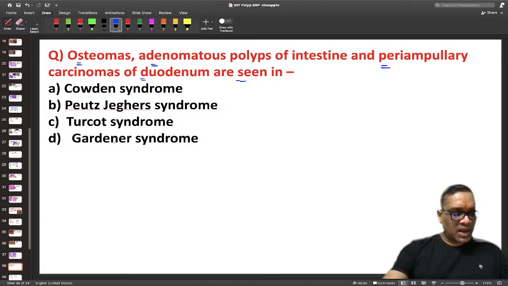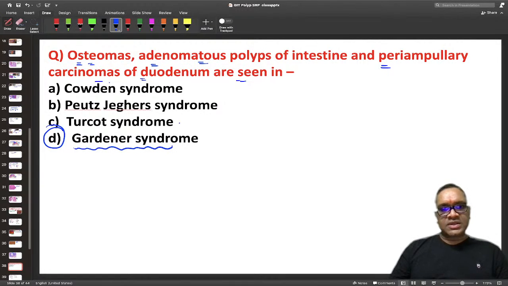Right, so this is the Gardner syndrome. First correct answer I have got from Danish. So Danish has given me the first correct answer. This is the Gardner syndrome. Osteomas, GI polyp and duodenal cancer, these are associated with Gardner syndrome.